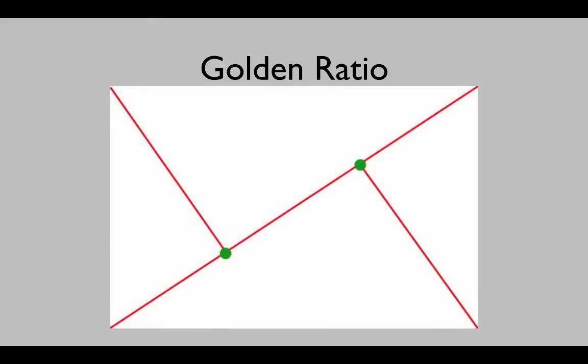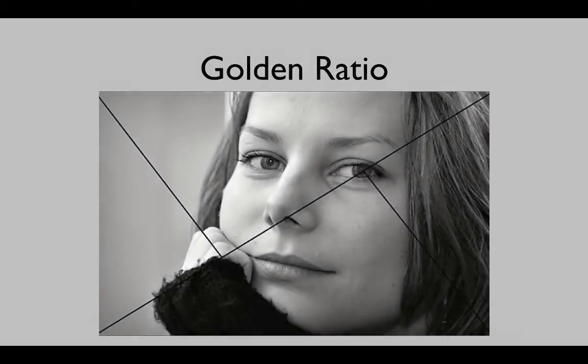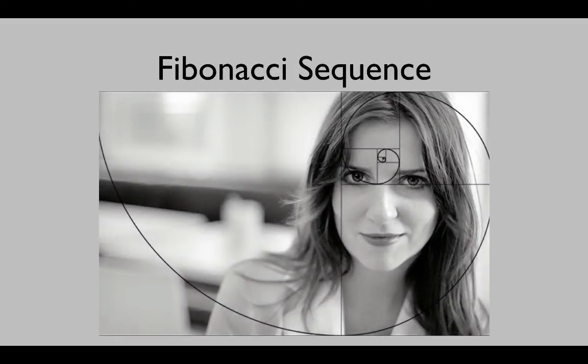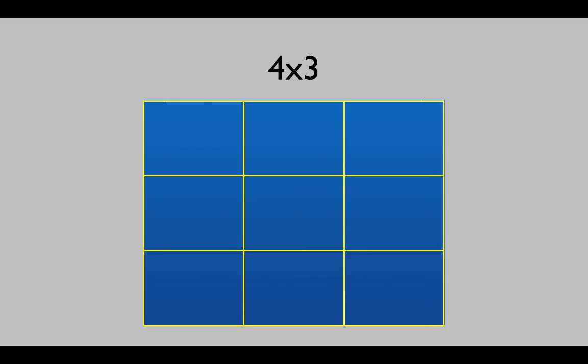The physical harmony ideas we've seen of the golden ratio and the Fibonacci sequence lead to dividing the frame of images like this, with 4 points of highest visual interest. This works for both the 16 by 9 high definition frame and the 4 by 3 standard definition frame.